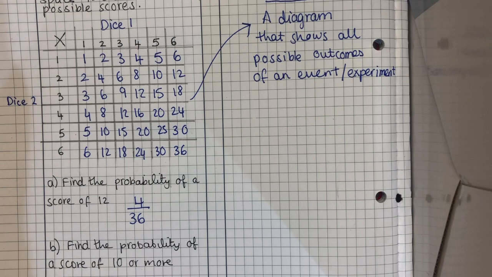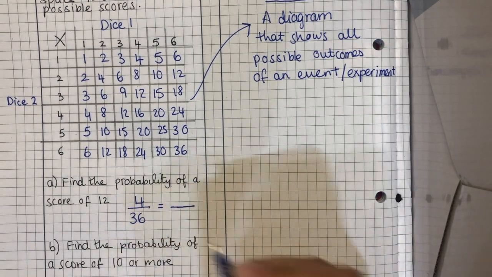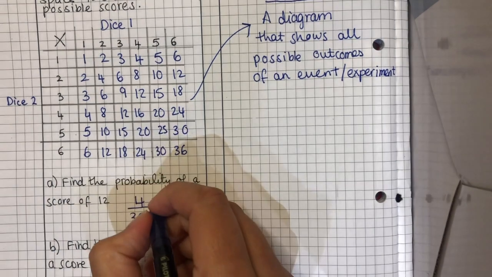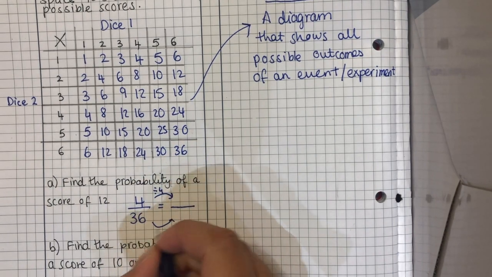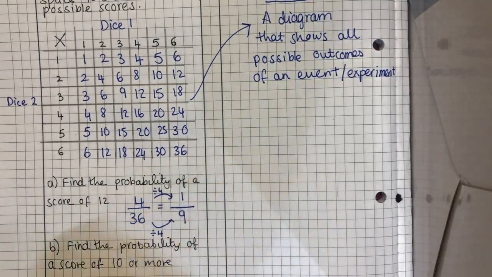The question is not asking you to simplify, but I would recommend simplifying in every question. To simplify fractions, you need to divide both numbers by the highest common factor. The highest common factor between 4 and 36 is 4. So I can divide both the numerator and the denominator by 4 to give me an answer of 1/9.